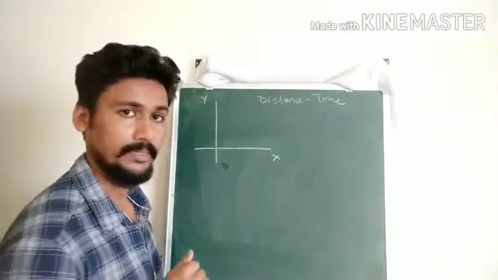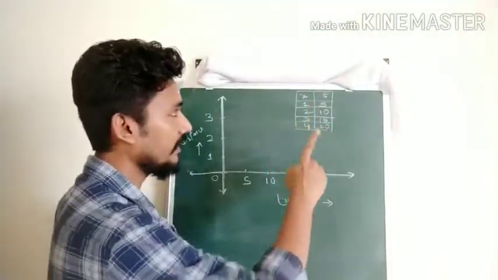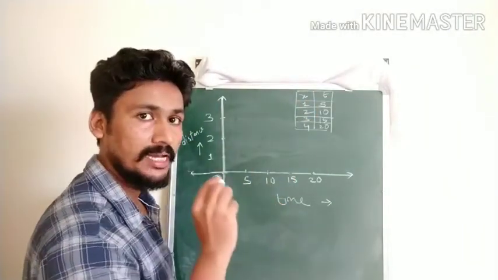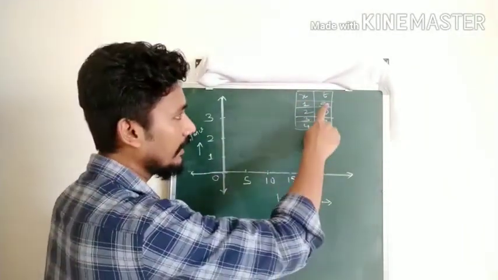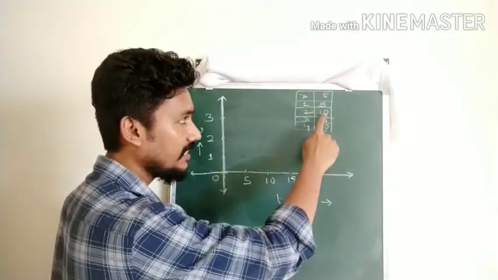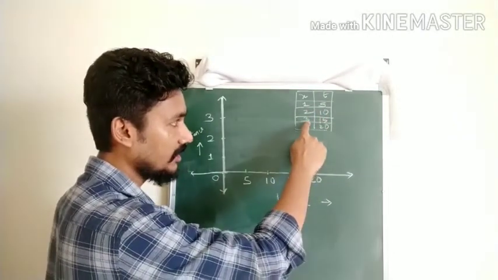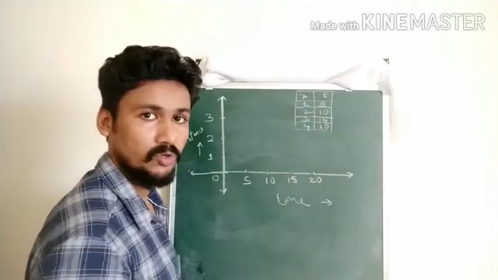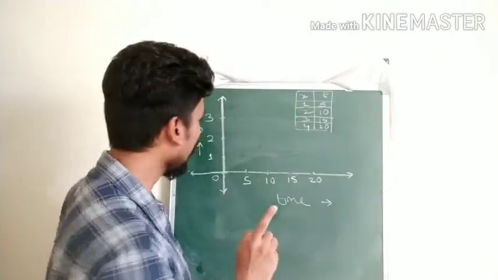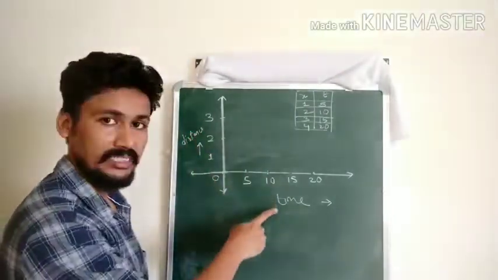So let us see a simple case. X stands for distance and t stands for time. An object is having a motion such that after 5 seconds it covers a distance of 1 meter. After 10 seconds it covers a distance of 2 meters. After 15 seconds it covers a distance of 3 meters, and so on. So this is the motion of an object. We want to make an xt graph, that is a graph of distance versus time.